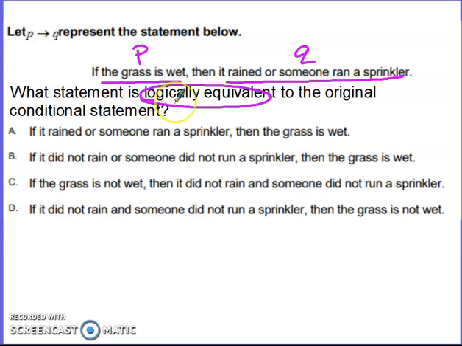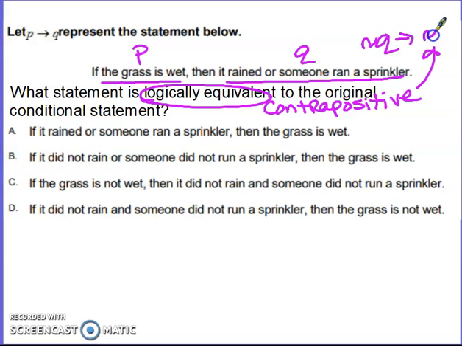Our key phrase here is "logically equivalent to the original conditional statement." The contrapositive is what is logically equivalent. And keep in mind, your contrapositive is negative Q, arrow, negative P. So now, let's look at our choices at the bottom. I'm going to label them all out, that way it's real easy to see which one is which.